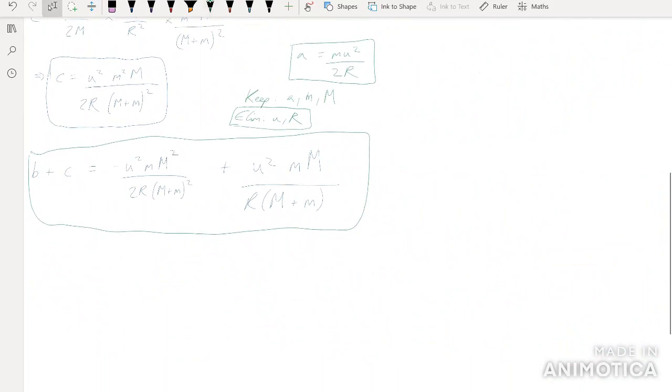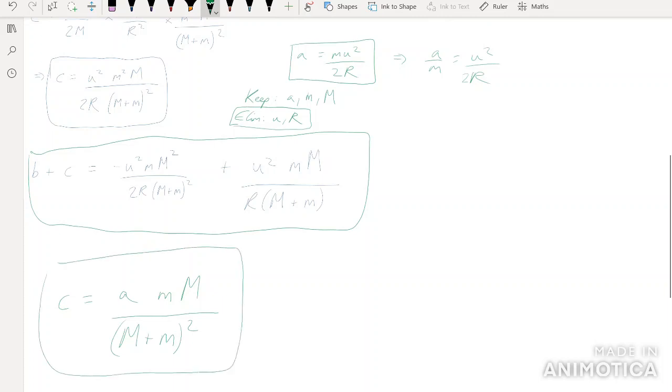So let's have a look at that. How can we get rid of, so we want to get rid of U squared and R. So looking at that, we've got that A over M is U squared over 2R. And so just subbing that into C, we immediately get that C is equal to A M over M plus M squared. That's one answer.